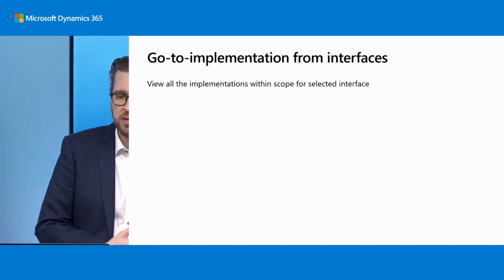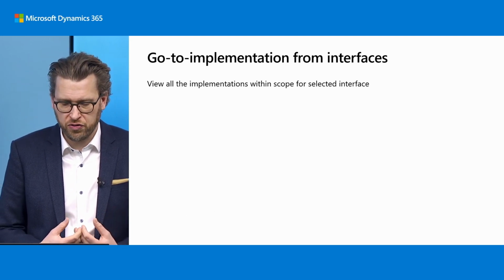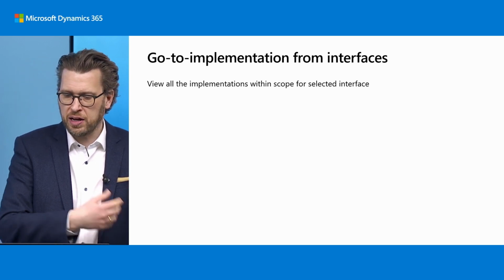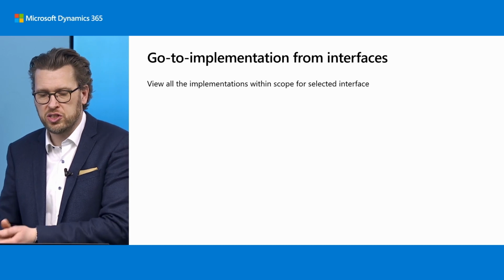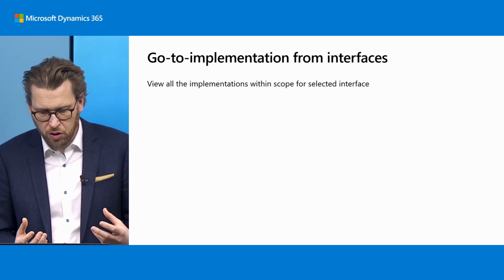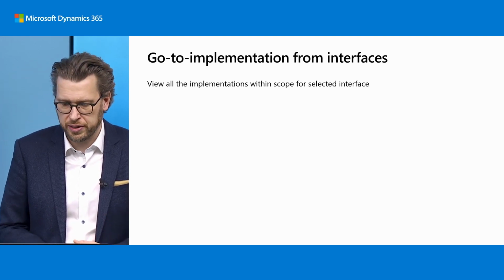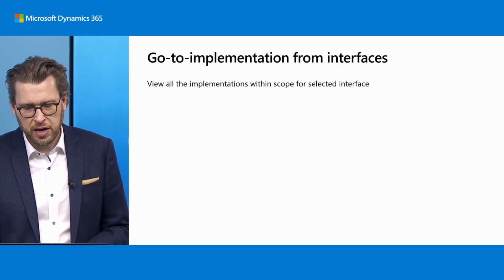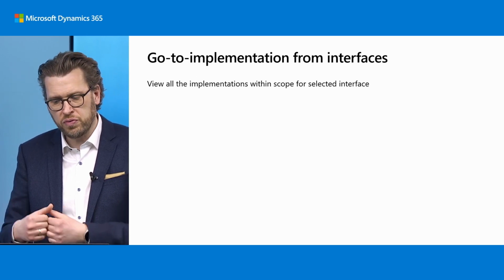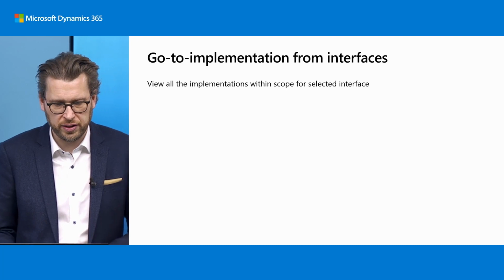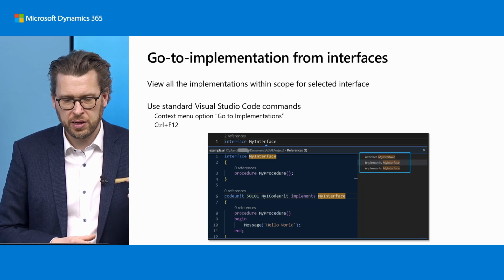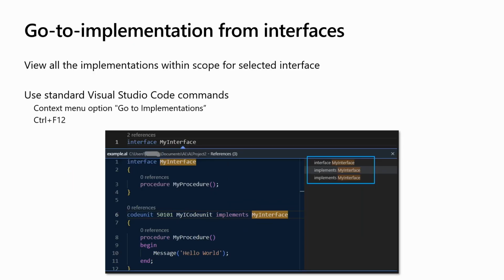Now, just like events, interfaces are also a core part of extending Business Central logic. And until now, it's been hard, again, for developers to quickly find implementations of a given interface, or to go and see all of the different implementations just to see how they are done. So in this release, we're adding that support, making developers more productive, and removing the need to go look through all references to find it, right? You're basically just using the standard Visual Studio Code commands. Again, the context menu option, go to implementations, or Ctrl+F12.